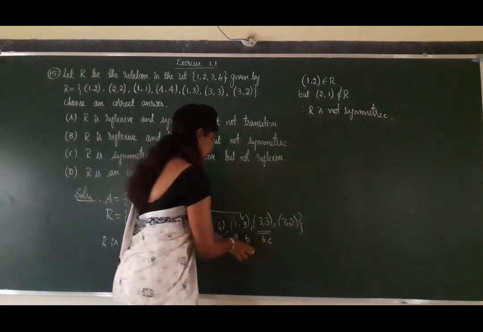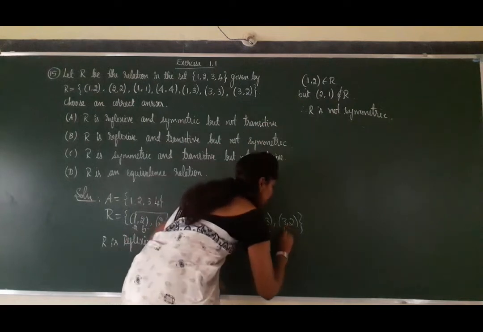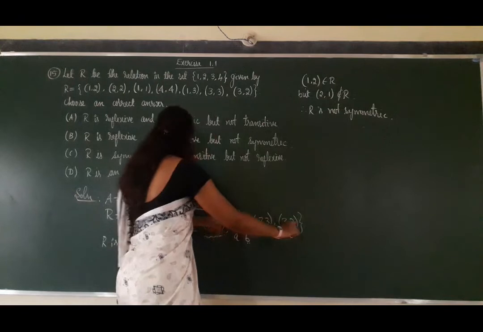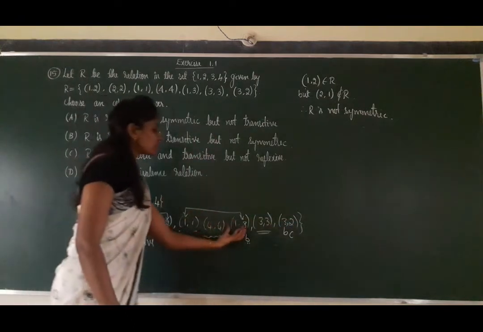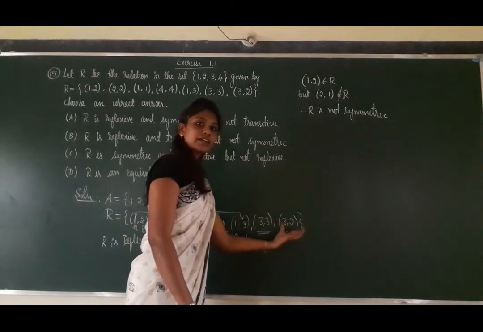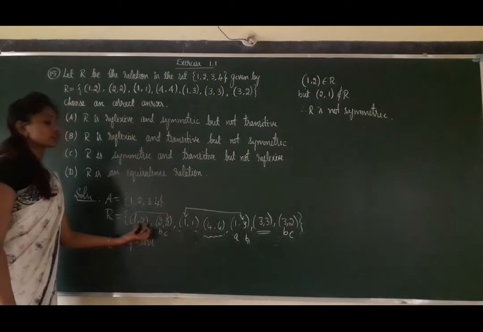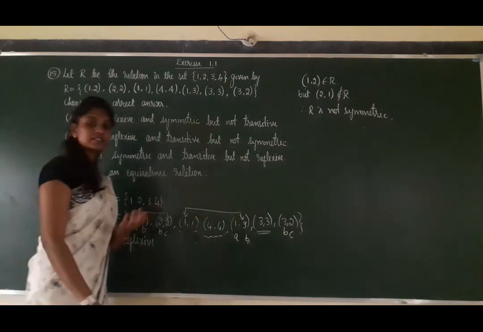Okay. Next, this is AB and I am taking this as BC. Then AC is here, (1, 2) is here. The ordered pair (1, 2) belongs to R. That's why this is also satisfying the condition of transitivity. All the ordered pairs are satisfying the transitivity condition. So R is transitive.